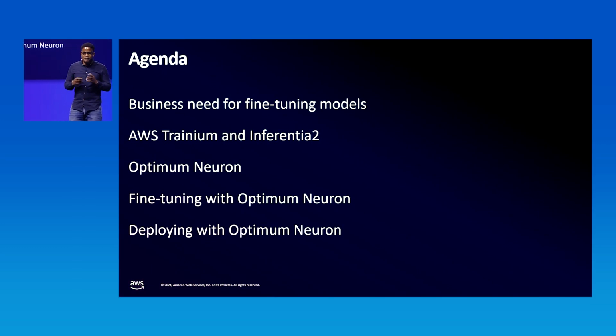We'll first look at the business need for fine-tuning these models, and this will help set the context for why this is a critical topic in today's AI landscape. We'll then explore our purpose-built machine learning accelerators, the AWS Trainium and Inferentia, that enable you to optimize your AI workloads for cost efficiency and performance in the cloud. We'll introduce the Optimum Neuron library from Hugging Face that enables developers to fine-tune and deploy their models on these accelerators, leveraging the familiar Hugging Face API. We'll cover the fine-tuning workflow on AWS Trainium and how to deploy these models into production using Inferentia 2. So let's get started.